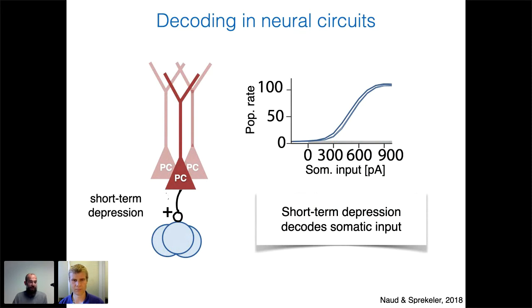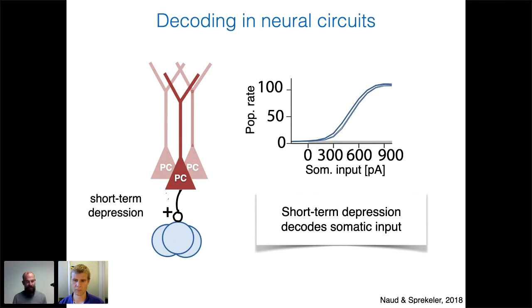The simplest way to do that is just to use a depressing synapse. A depressing synapse would, within a burst, count the first spike and then get less and less transmission for the additional spikes in a burst. So the postsynaptic current would be a reflection of the event rate rather than the firing rate of that population of cells. And that's something that Richard could show. If you increase the amount of somatic input, then the population rate of a downstream population of neurons that receives depressing synapses nicely increases with somatic input. And these different lines here are different amounts of dendritic input.